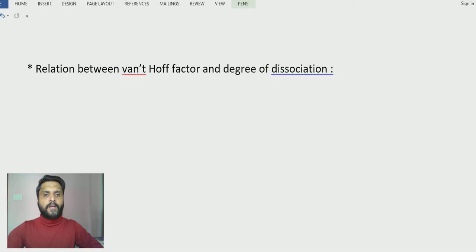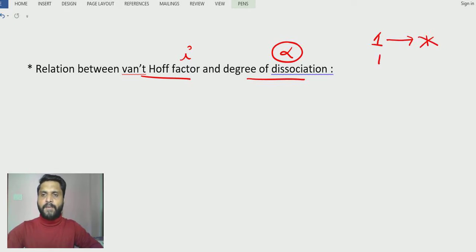Now, what is the relation between Van 't Hoff factor i and the degree of dissociation alpha? What is the degree of dissociation? If I take 1 mole of the substance, the entire 1 mole will not dissociate. Maybe out of 1 mole, sometimes 0.2 moles are dissociating, sometimes 0.3 moles, because there can be equilibrium also. So this 0.2 and 0.3 is called the degree of dissociation alpha. So degree of dissociation is nothing but the fraction of the substance undergoing dissociation out of 1 mole. Clear?